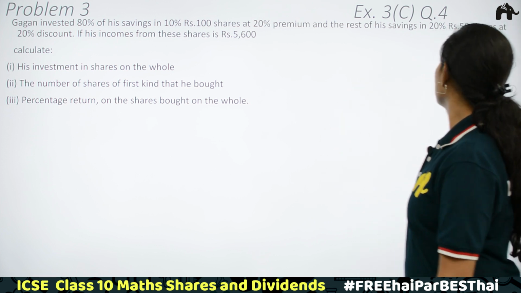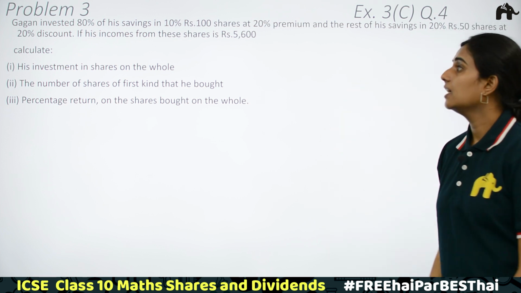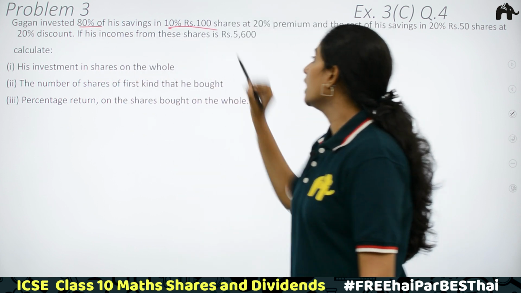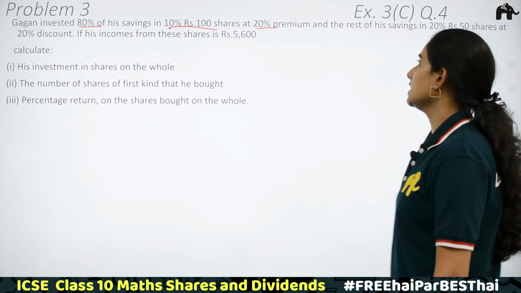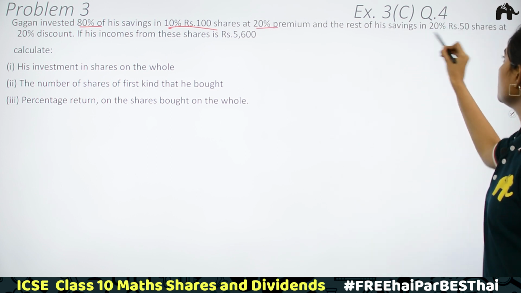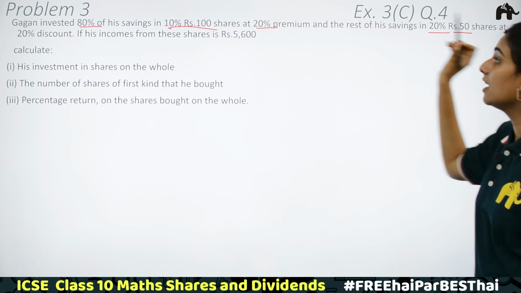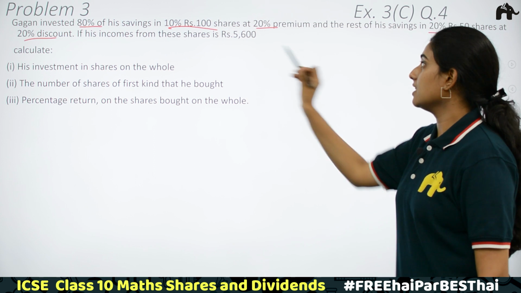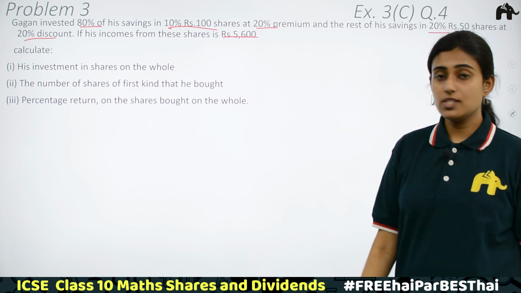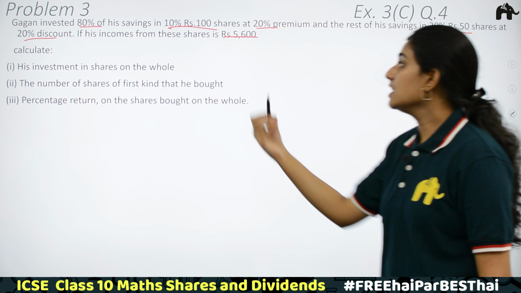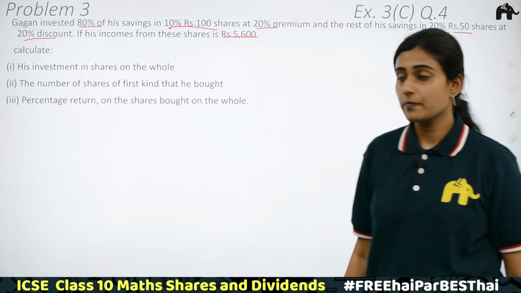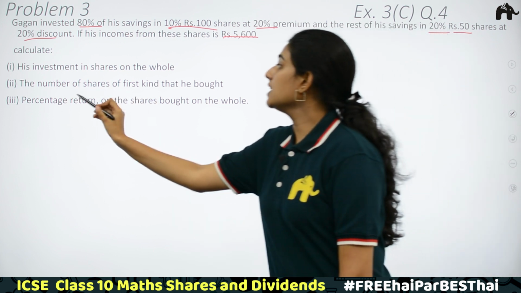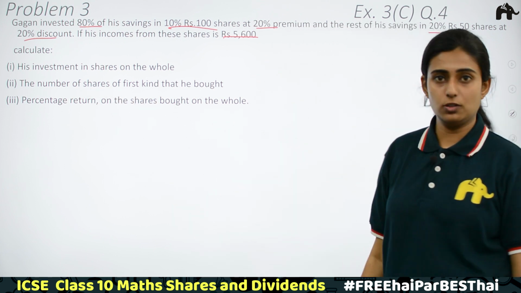Problem 3. Question 4 of exercise 3C. Gagan invested 80% of his savings in 10% rupees 100 shares at 20% premium and the rest of his savings in 20% rupees 50 shares at 20% discount. If his income from these shares is rupees 5,600, calculate his investment in shares on the whole, the number of shares of first kind that he bought and the percentage return on the shares bought on the whole.